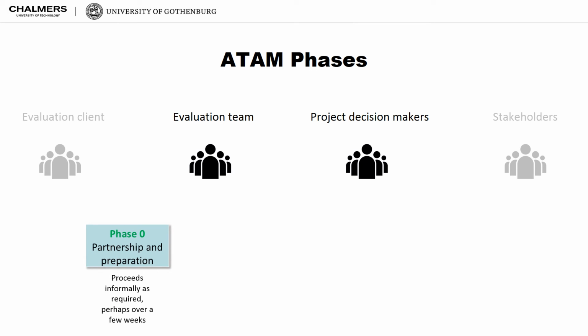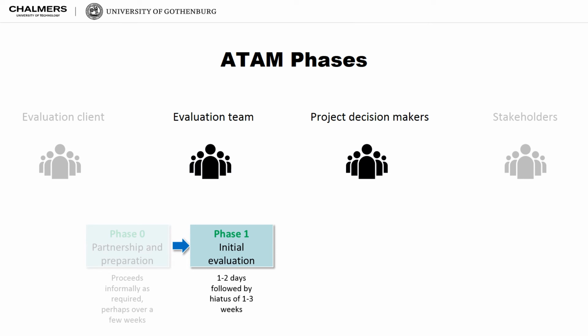In phase 0 of ATAM, partnership and preparation, the evaluation team leadership and key project decision makers informally meet to work out the details of the evaluation. For instance, the project representatives brief the evaluators about the project so that the team can be supplemented by people who possess the appropriate expertise. Further, the two groups agree on logistics such as the time and place of meetings and who should be involved.